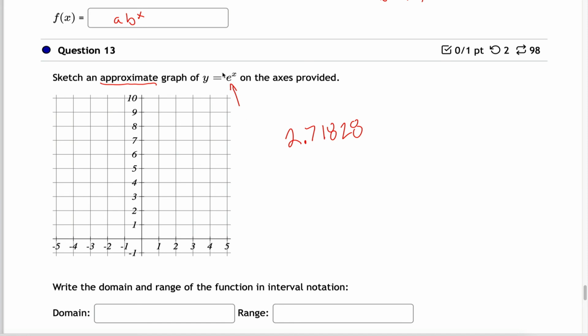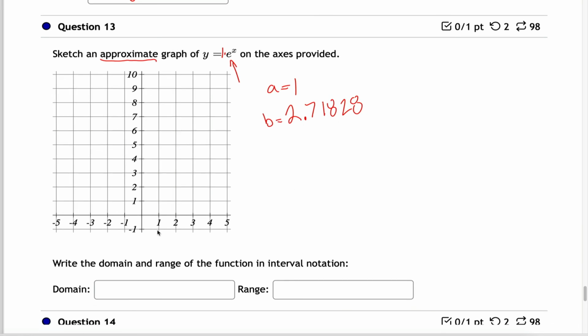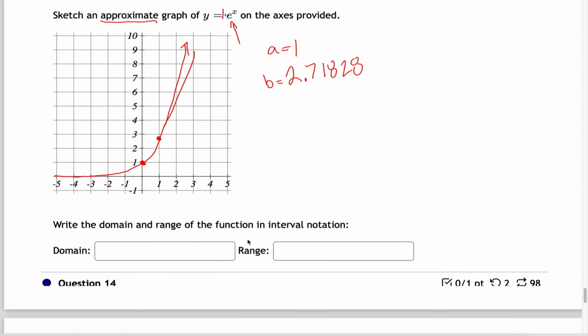So the way to think about this is it's 1 times e to the x. The value of a is equal to 1. The value of b is equal to this 2.7-ish number. So its y-intercept should be at 1. And when I take one step to the right, the height should be like 2.7 or so. Use your graphing tool, go through these 2 points, and the graphing tool will figure out what it looks like, and you put that in as your answer. Then it asks you about domain and range.